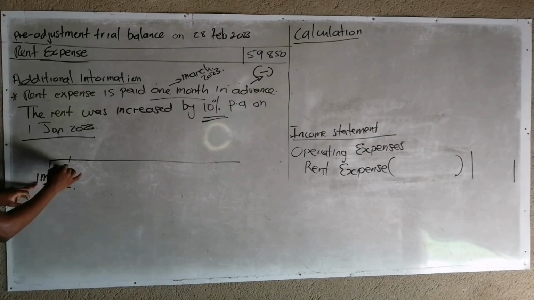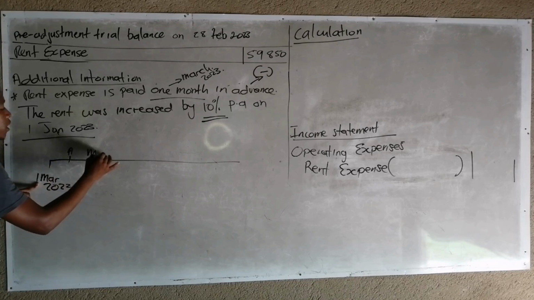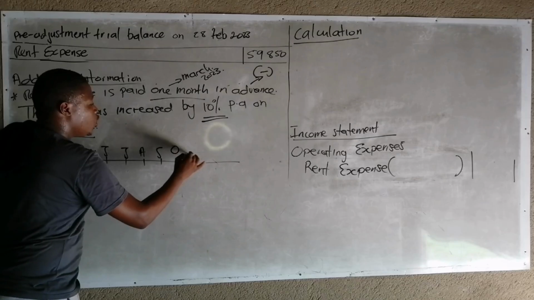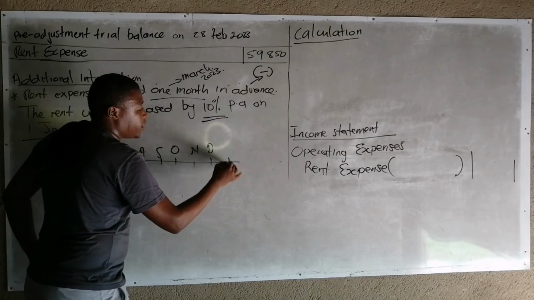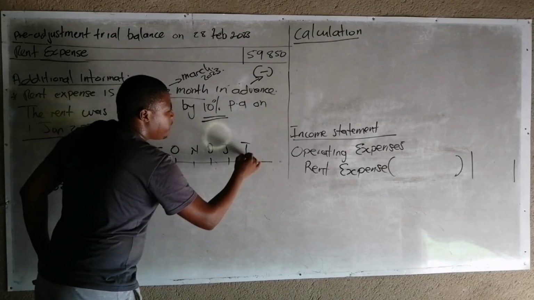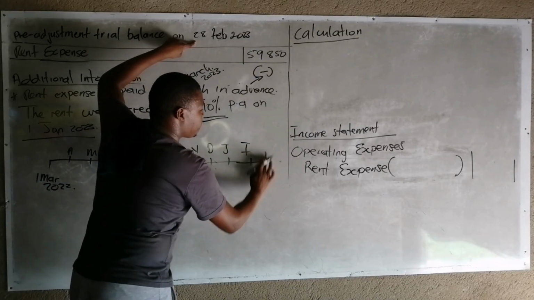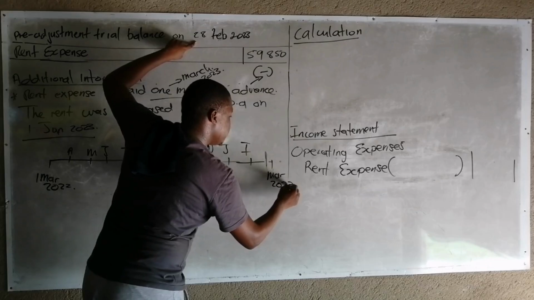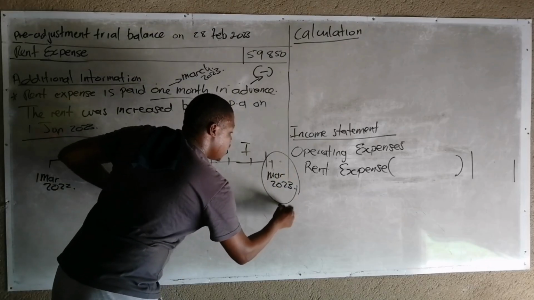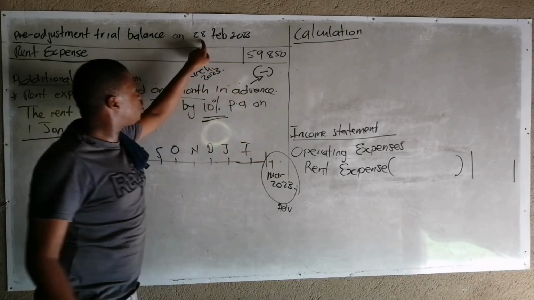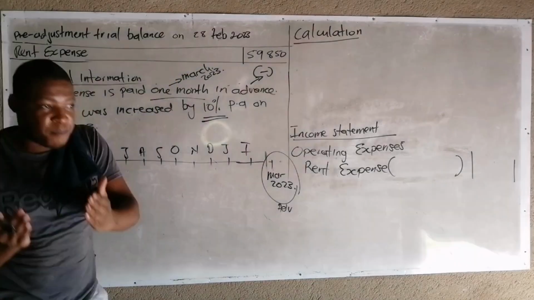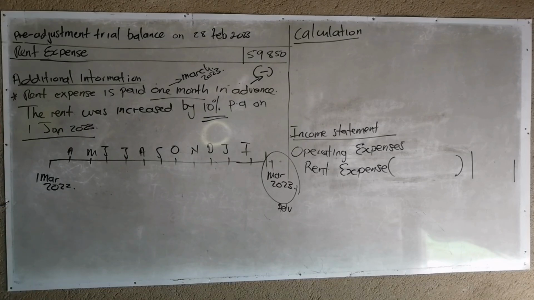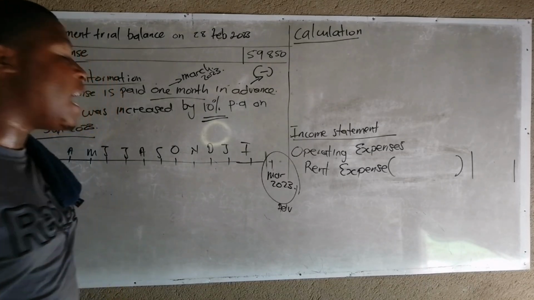So it was March, and then April, May, June, July, August, September, October, November, December, January, February, the end of the financial period, and it was also paid for March 2023, which is advanced. So we know that if the financial period ends on the 28th, it's 12 months plus this 1 month, which is March, which will give us 13 months. So let's calculate to verify if these months do balance, guys.